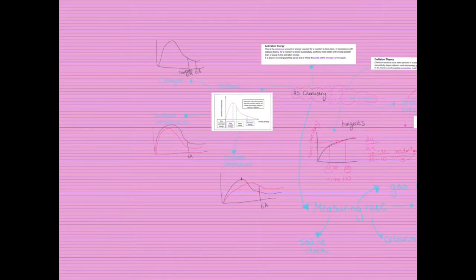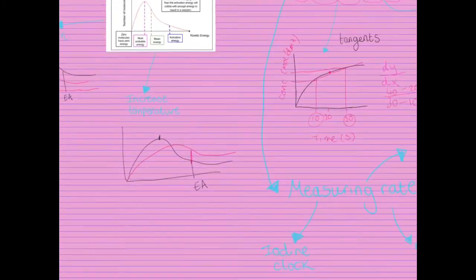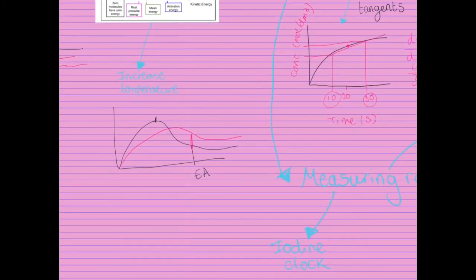You will be asked to talk about what's going on with the particles. So with this one, you'd say there's more kinetic energy because the thermal energy turns into kinetic energy. Particles can collide more, that leads to more successful collisions. More particles have activation energy, quicker rate of reaction. Okay, so you will be asked to talk about these as well.